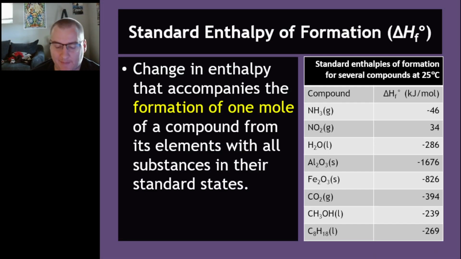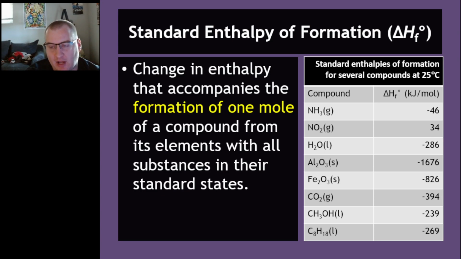Okay, one more topic, then we'll be done. Our last topic is the standard enthalpy of formation. You'll have this delta H with a little F, which stands for formation. The little circle means standard, that means like per mole. It's the change in enthalpy that accompanies the formation of 1 mole of a compound from its elements with all substances in their standard states. This little table on the right is a standard enthalpy of formation. That means this is how much energy or heat it takes to make this thing, or how much energy is kind of contained in its bonds, is another way to think about it.